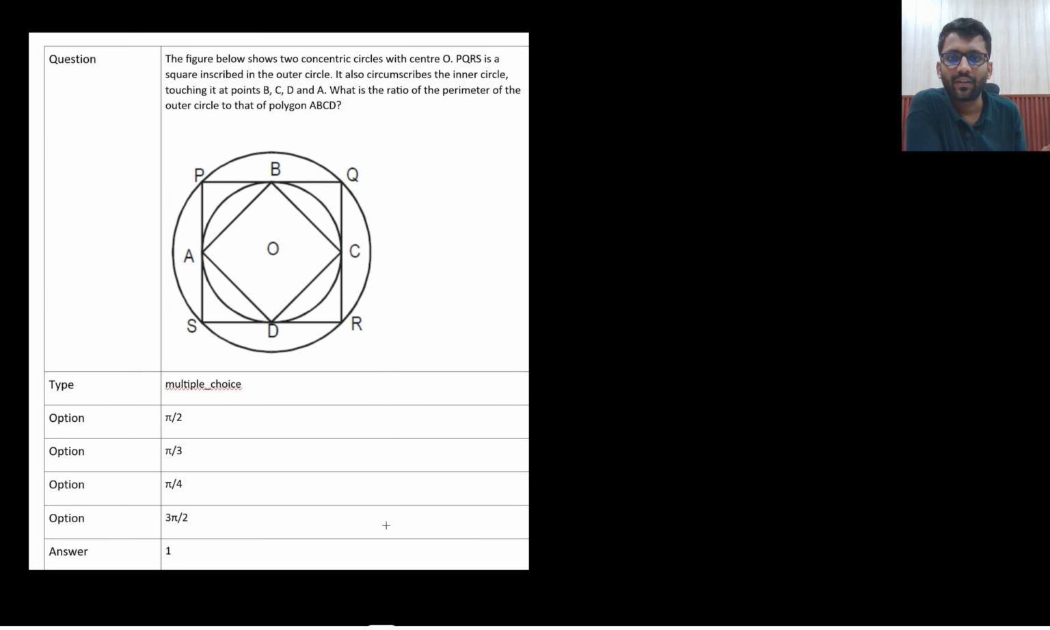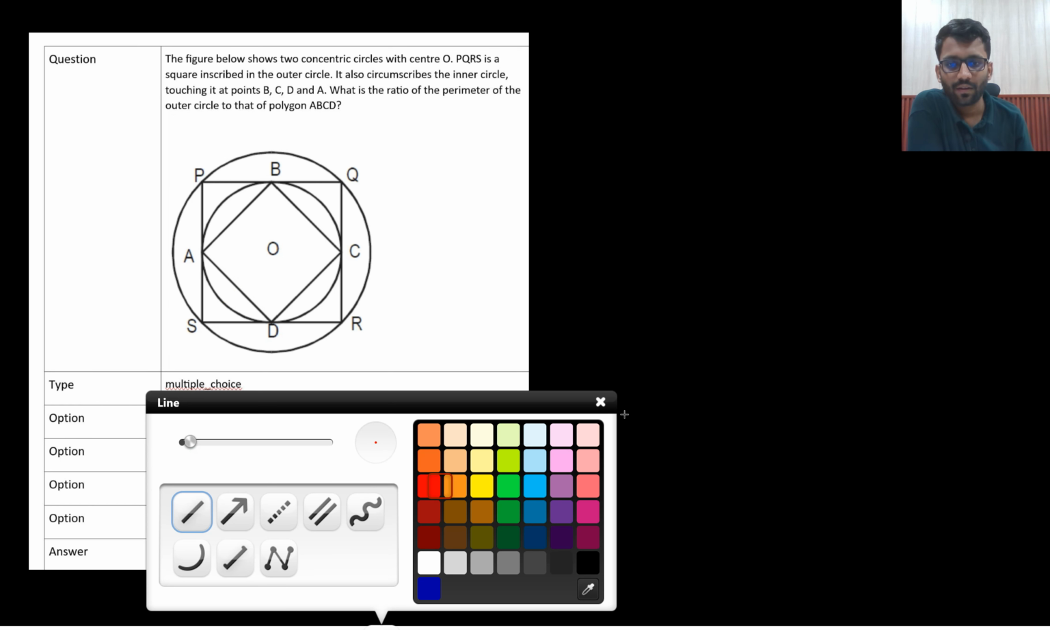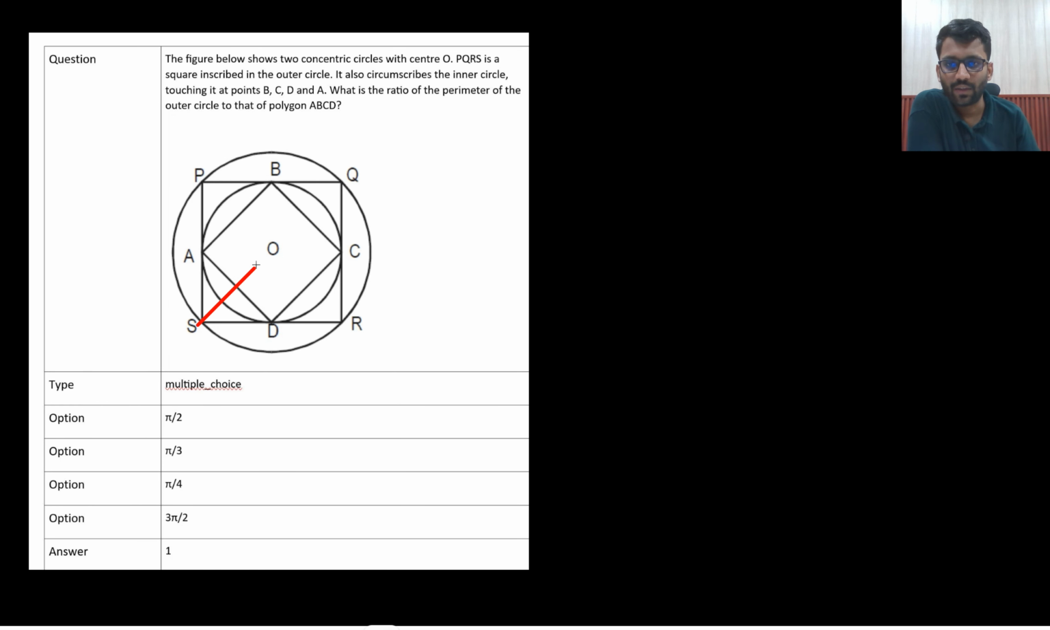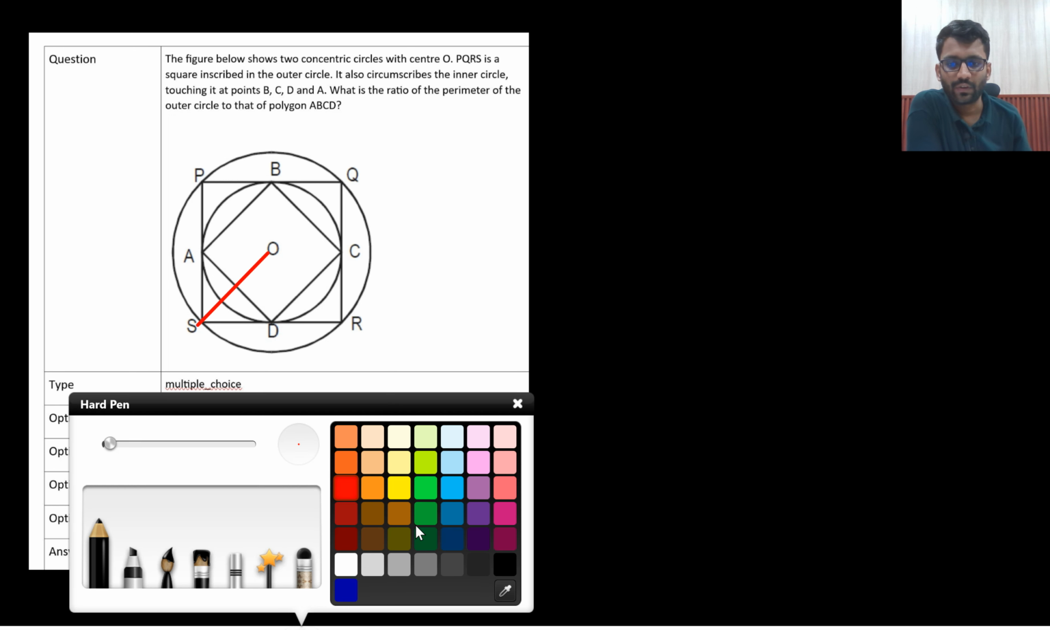What do you need to find? Ratio of the perimeter of the outer circle to the polygon ABCD. Ratio of perimeter of polygon to the outer circle. What is the radius of the outer circle? This is the radius of the outer circle. Okay, OS. So first let's find OS.